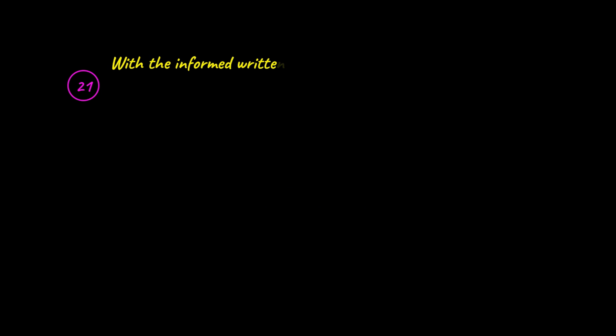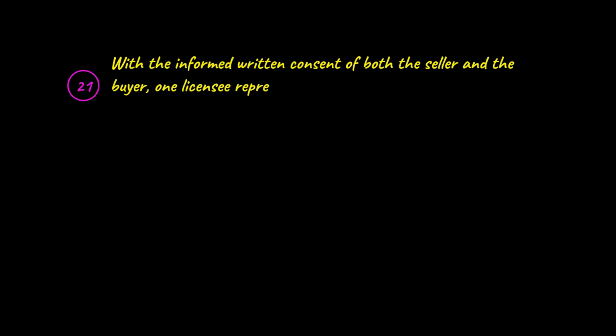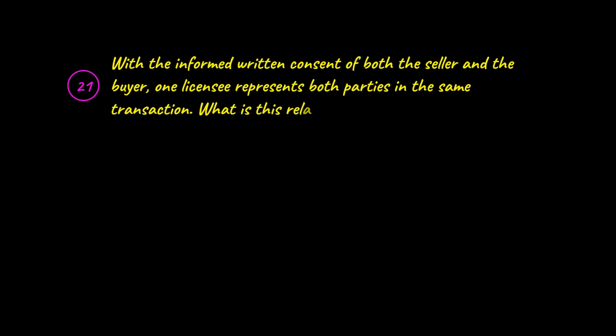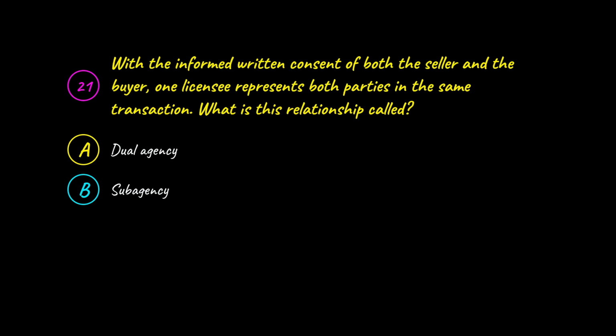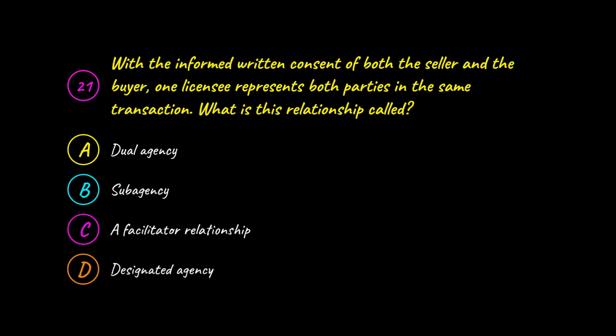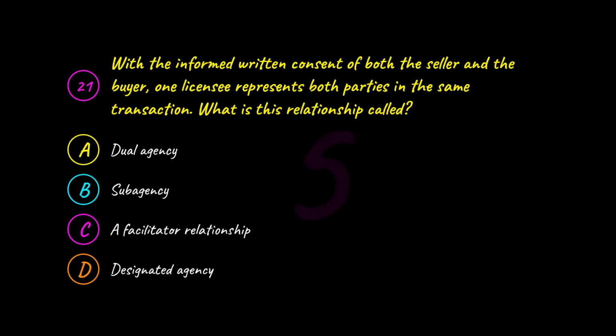Question 21. With the informed written consent of both the seller and the buyer, one licensee represents both parties in the same transaction. What is this relationship called? Your options are A. Dual agency, B. Subagency, C. A facilitator relationship, D. Designated agency. Pick one. Trust your gut. Here's your chance to test yourself.